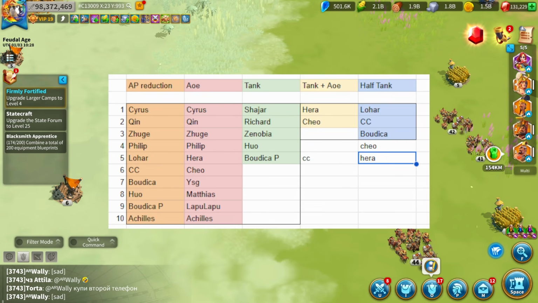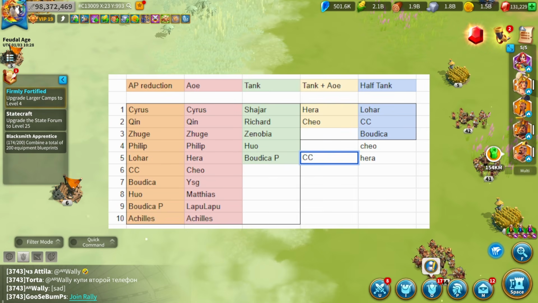It's double C, but you can also put like a Lohar or a Boudica, and it's the epic one primary, but you might struggle a little bit with your damage. Let's put CC in here. Let's do CC Hera, and let's do the next ones. Let's just write down Shajar, let's write down Richard, and let's write down Zenobia.